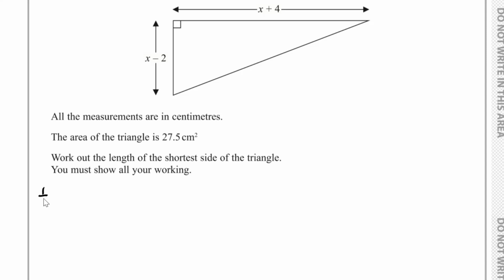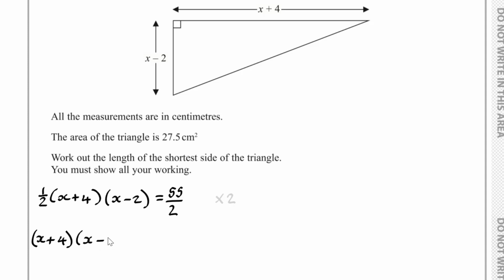So here we have 1/2 times the base. The base here is x plus 4, times the height here, x minus 2. And this is equal to 27.5. 27.5 is the same as 55 over 2 as a fraction. So if we multiply all terms by 2, we have x plus 4 lots of x minus 2 equals 55.